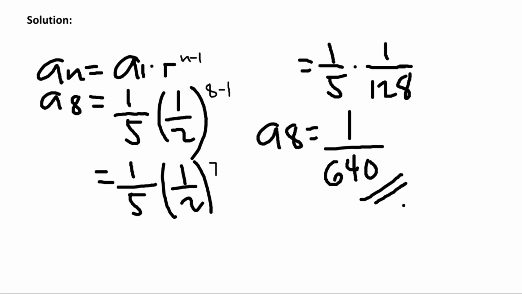Ito na. Gagamit ulit tayo ng geometric sequence formula, as always na yan, expected na yan. So the 8th term equals 1/5 times 1/2 raised to the 8th power minus 1, equals 1/5 times 1/2 raised to the 7th power, because 8 minus 1 equals 7. 1/2 raised to the 7th power is 1 over 128. So 1/5 times 1 over 128 is 1 over 640. So the 8th term of this sequence is 1 over 640.